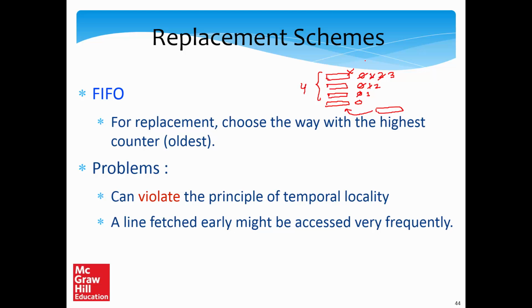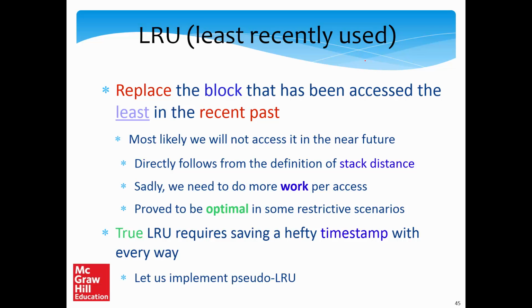What we want to do instead is evict that line which has the least probability of being accessed in the future. There is no way of knowing what's going to happen in the future, but at least we should look back into the past and try to find a line which most likely will not be accessed in the near future. One such scheme is LRU, least recently used. The idea here is that we replace the block that has been accessed the least in the recent past. So from the past we are trying to predict the future.